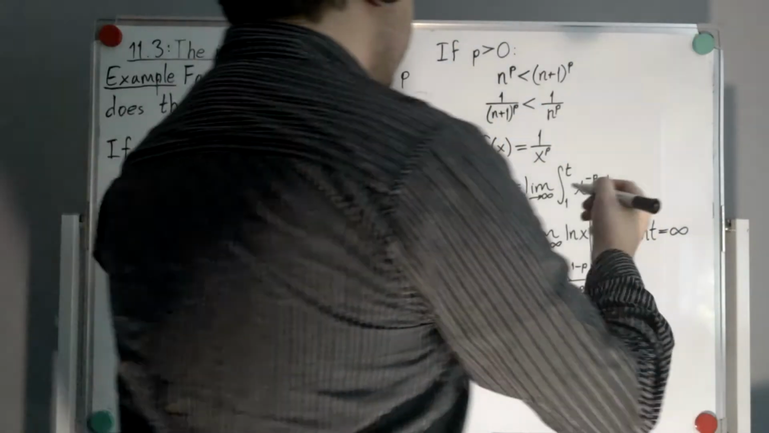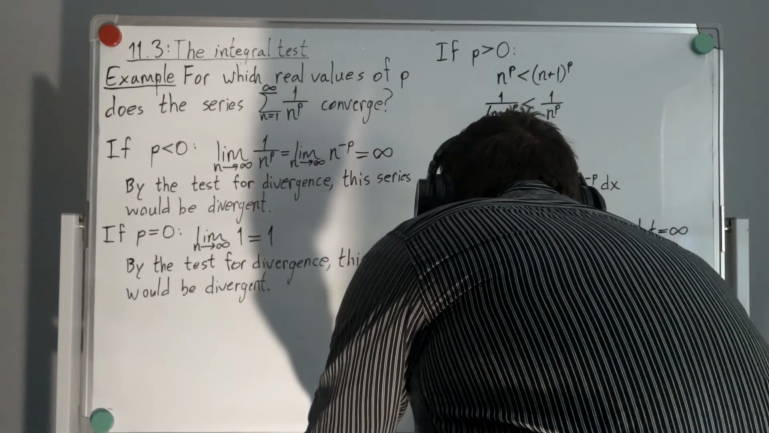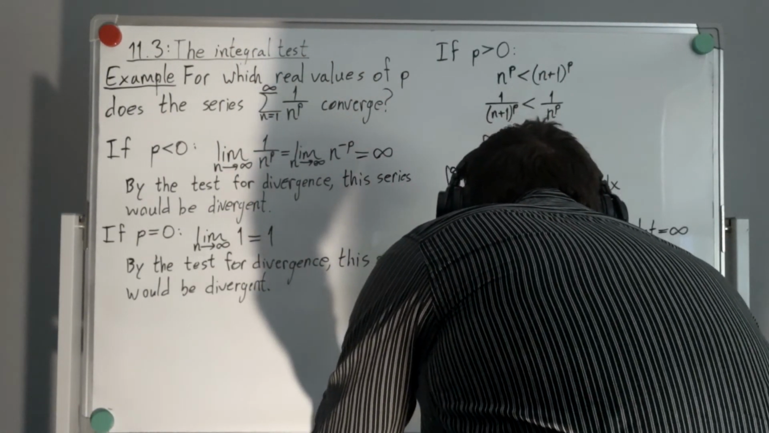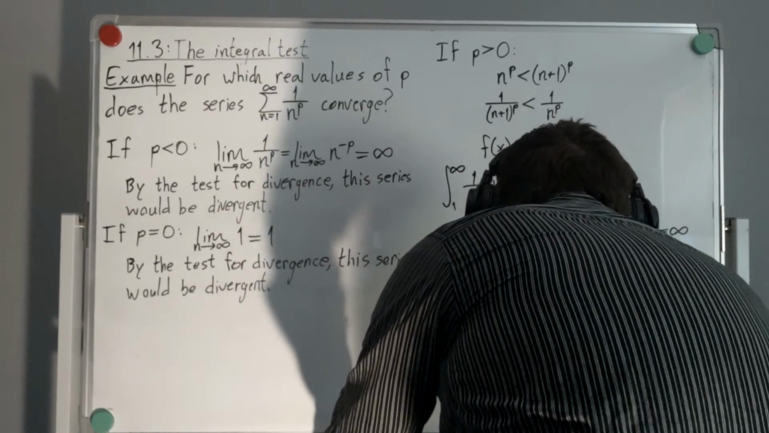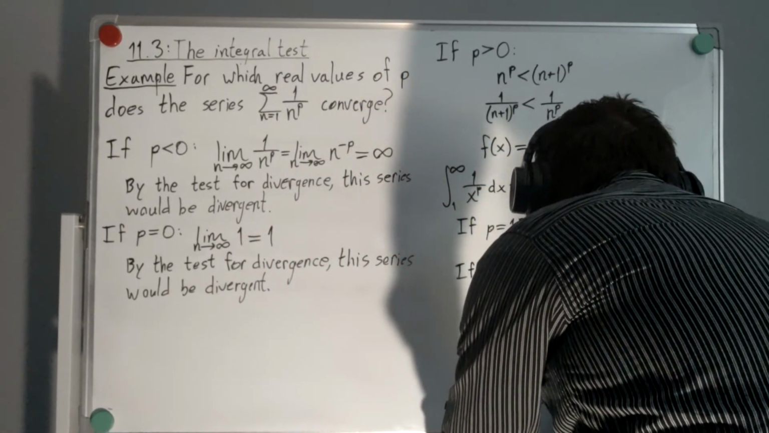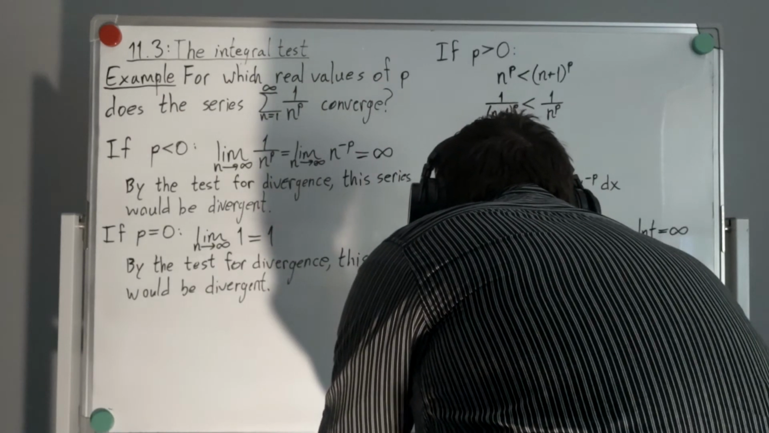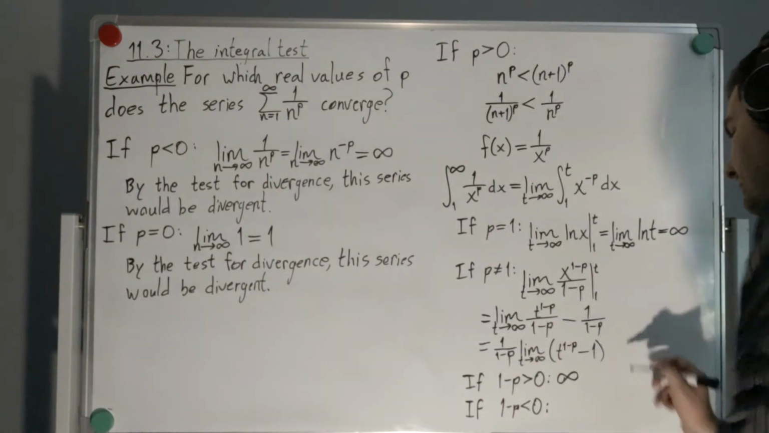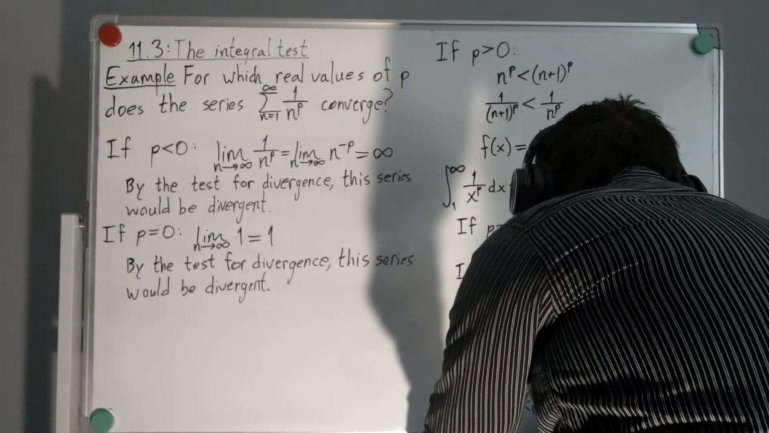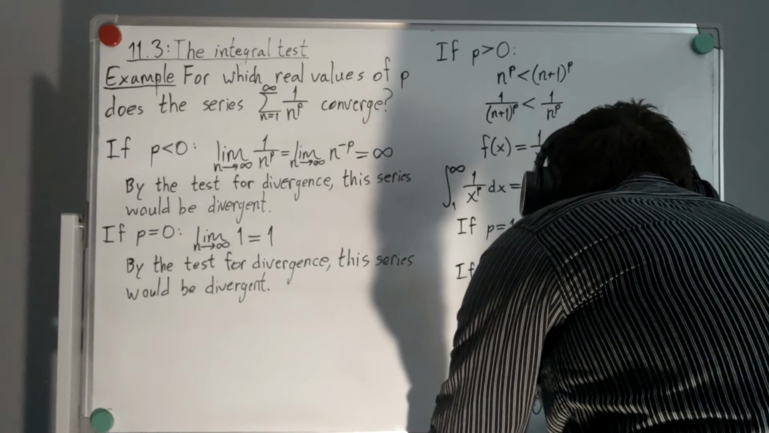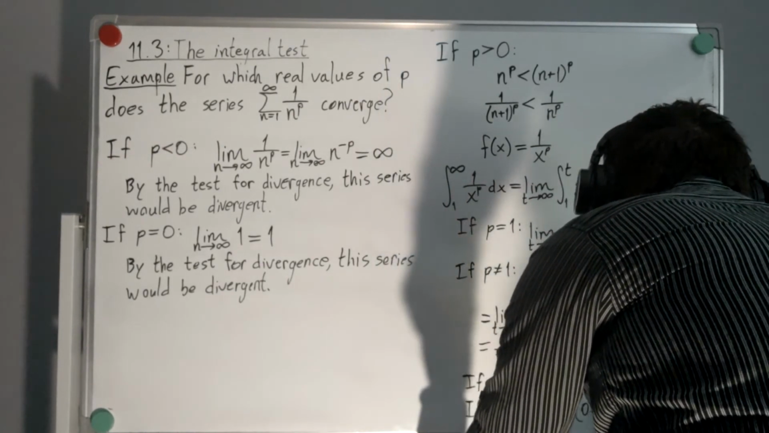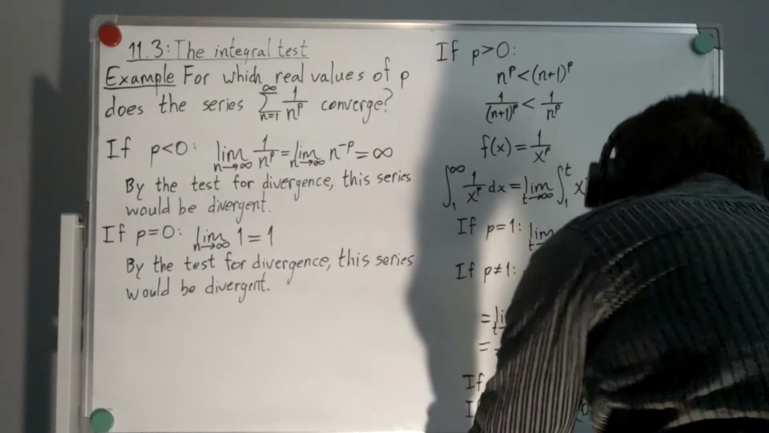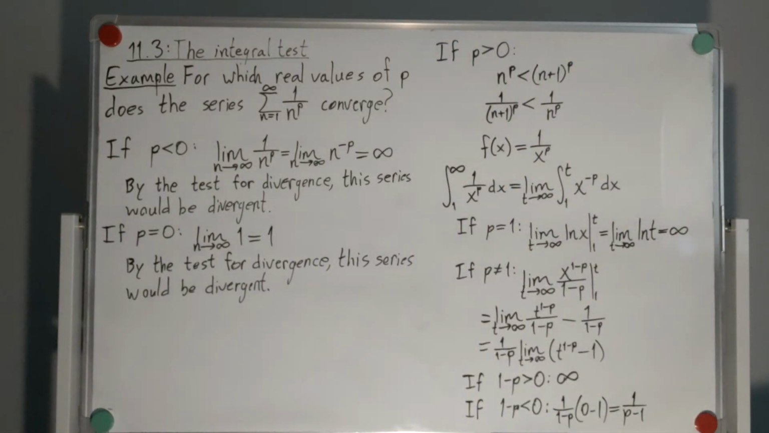All right, so if 1 minus p is greater than 0, then this whole thing just approaches infinity. If, on the other hand, 1 minus p is less than 0, then this approaches 1 over 1 minus p times 0 minus 1, which is the same as 1 over p minus 1. Okay?